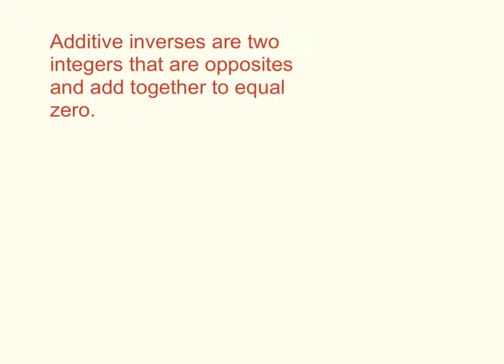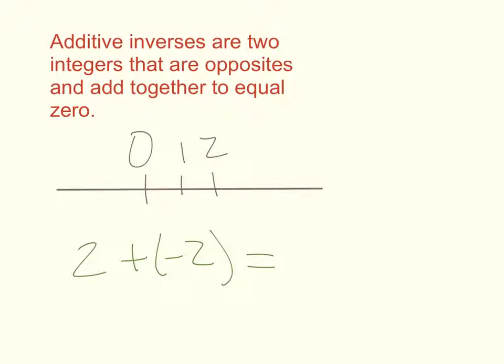Additive inverses are two integers that are opposites and add together to equal 0. An example of this would be 2 plus -2. You're going to add your 2, but then when you add your -2, it brings you back to 0.